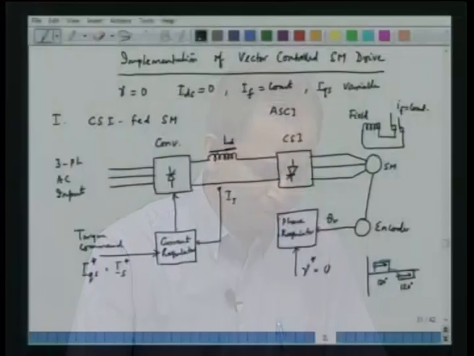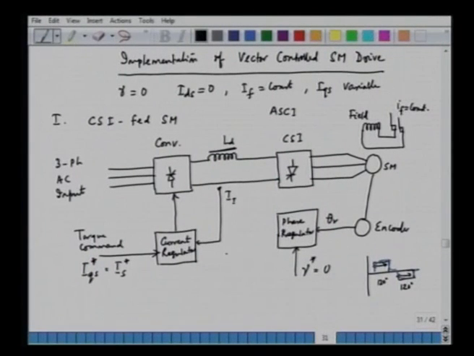So, to compensate for the overlap delay, we have to give some compensation here. Here we have the commutation delay compensation.